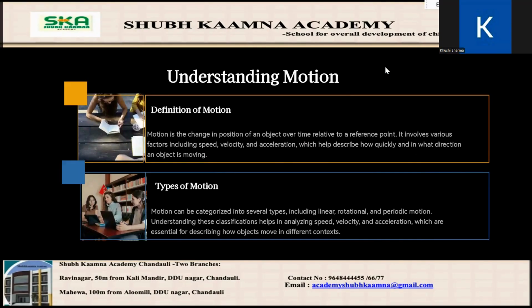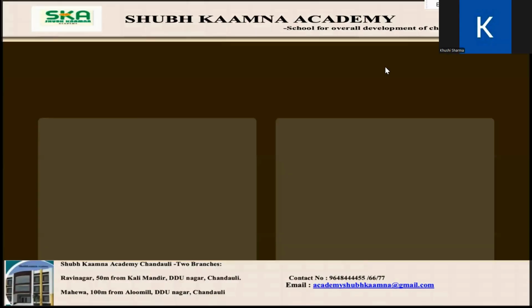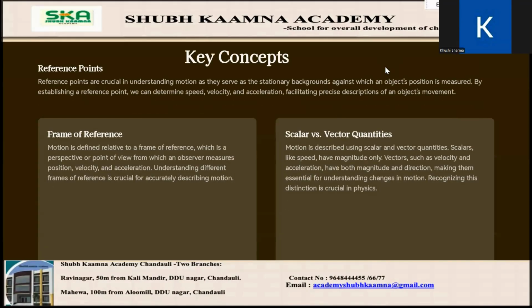Motion is the change in the position of an object over time, relative to a reference point. It involves various factors including speed, velocity, and acceleration, which help describe how quickly and in what direction an object is moving. Key concepts: reference points are crucial in understanding motion as they serve as the stationary background. By establishing a reference point, we can determine speed, velocity, and acceleration, facilitating precise description of an object's motion.